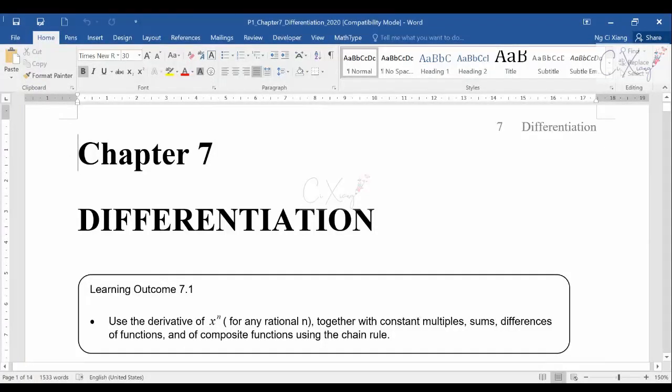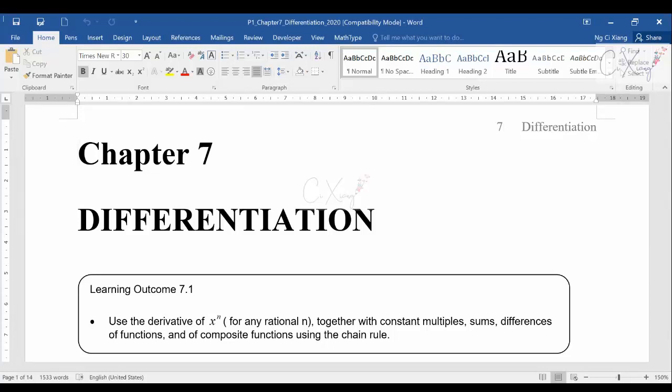Alright, so for today we are going to have a video that covers chapter 7. Chapter 7 is actually about differentiation. Before we start this chapter, generally you need to know it is actually a long chapter.